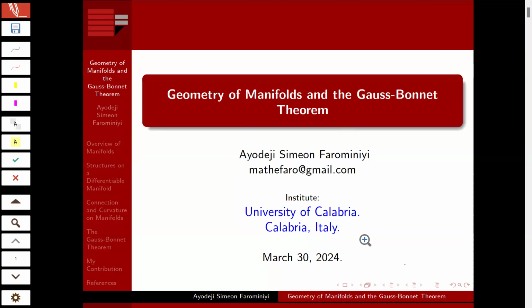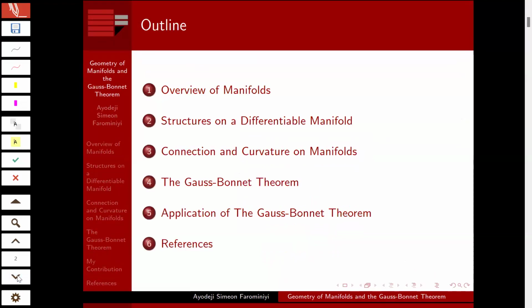All right. Thank you. So, like it was introduced, I will be speaking on the geometry of manifolds and the Gauss-Bonnet theorem. The following is the outline of this talk. We'll obviously be looking at the objects of Gauss. Then we'll talk about the structures on a differentiable manifold, after which we'll talk about connection and curvature of manifolds. Then we'll talk about the main theorem of this presentation, which is the Gauss-Bonnet theorem. And finally, we'll look at a concrete application of this Gauss-Bonnet theorem on one two-dimensional manifold, which is the sphere.